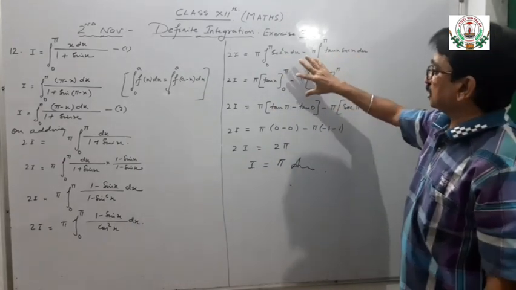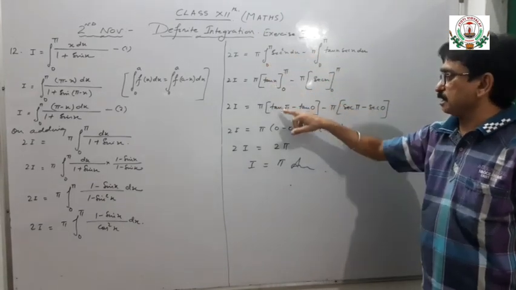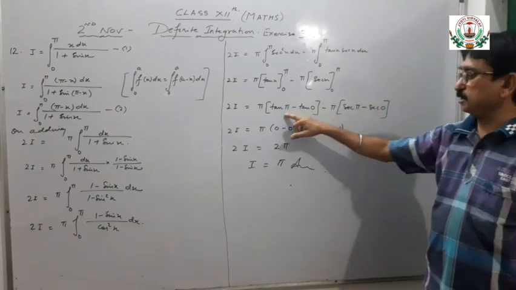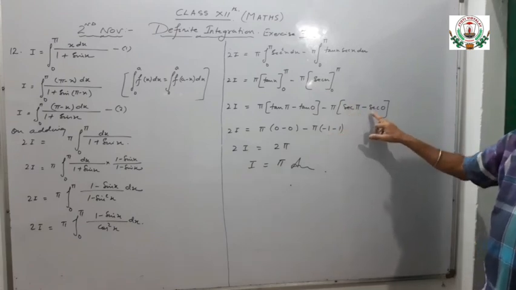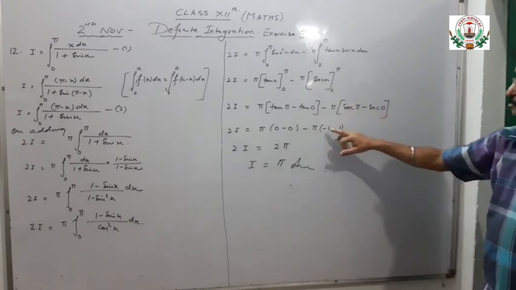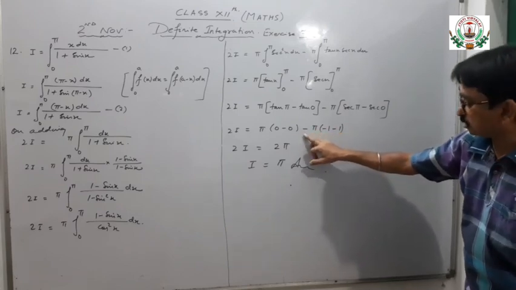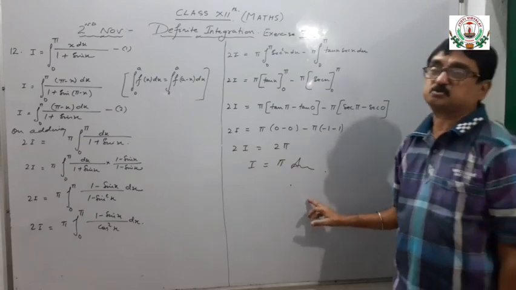Now after the integration, we substitute the limits, upper limit minus lower limit, that is tan pi minus tan 0 and sec pi minus sec 0. Tan pi is 0, tan 0 value is 0, sec pi is minus 1, sec 0 is positive 1. So minus 1 and this minus 1 becomes minus 2. It becomes plus 2 pi, and this 2 and 2 will be cancelled out. So I is equal to pi.